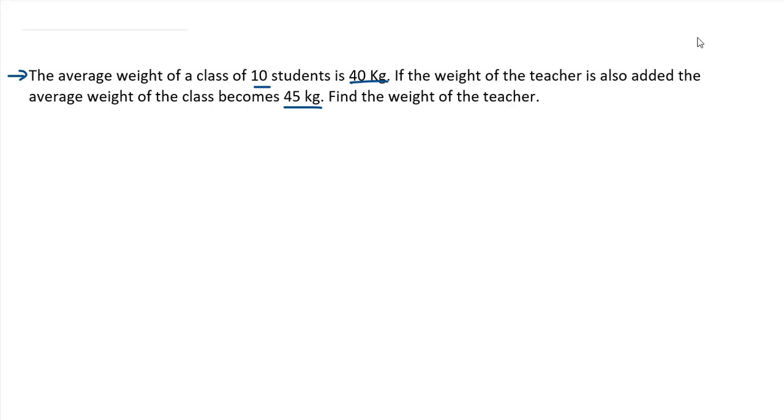So this is based on the first concept where the average is changing. So we can use directly the formula to get the new value. Here the new value will represent the weight of the teacher, which will be equal to new average. I'm just writing down the formula, plus change in average into initial number of entries. So this new value, which will be the weight of the teacher, will be new average.